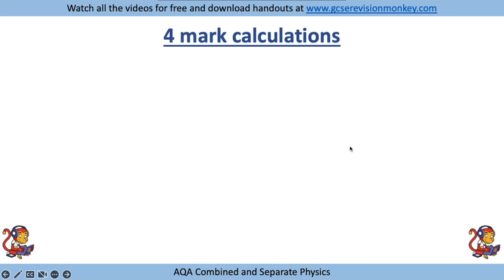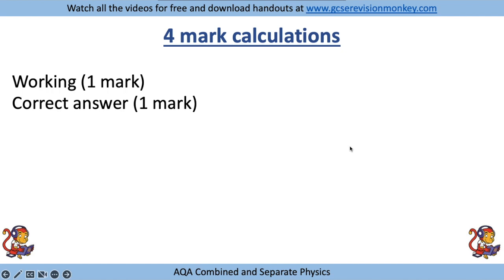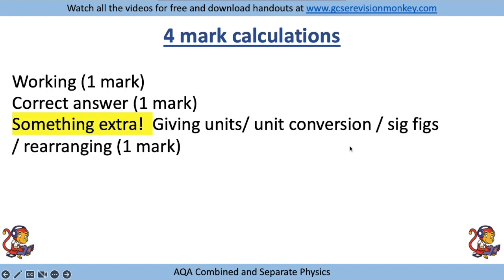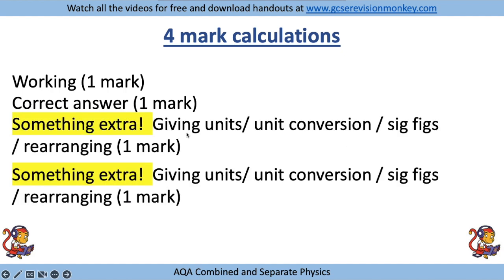For 4-mark calculations, you might see those on a higher tier paper. You would get your working for 1 mark, your correct answer for another mark, and you might have a couple of these things to do. So you might have to give the units and put the answer in significant figures, or you might have to do a unit conversion and rearrange it. So have a look. If it's a 4-mark question, you're going to be looking for a couple of these things to do throughout the question.